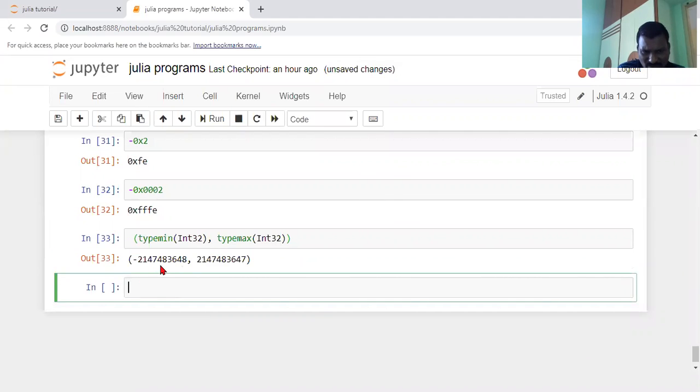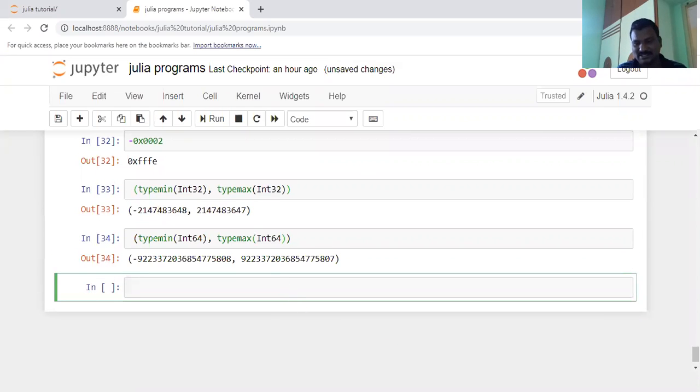For example, this value I think is minus 2,147,483,648. In this way, you have the type of the values for 32-bit. For example, for 64-bit, if you want to know the minimum value and the maximum value, those may be long values. Here you are considering the type of the values for the minimum and maximum.